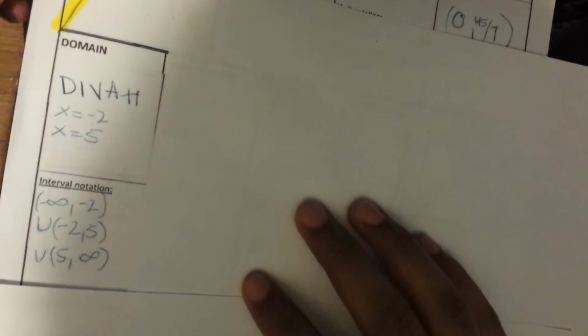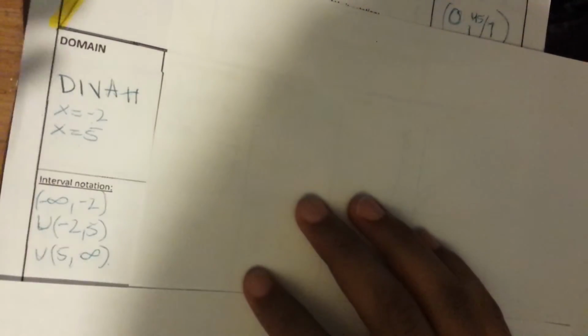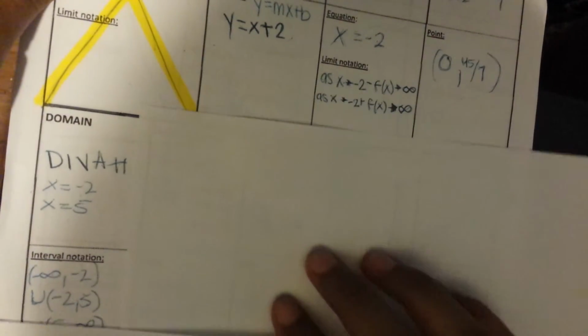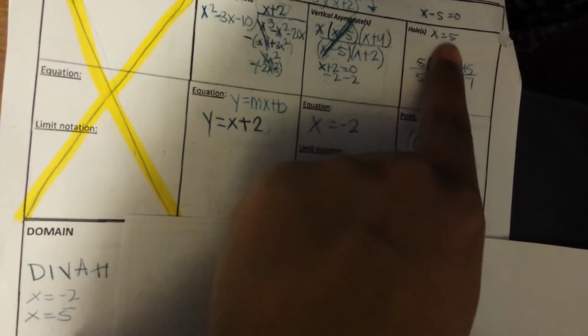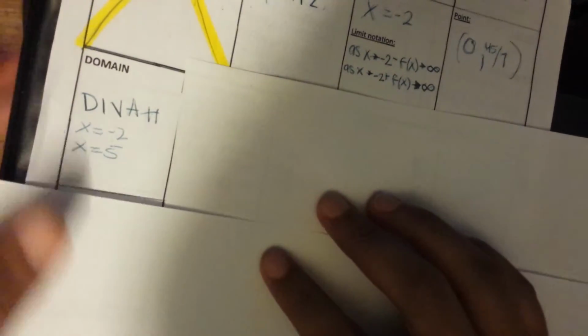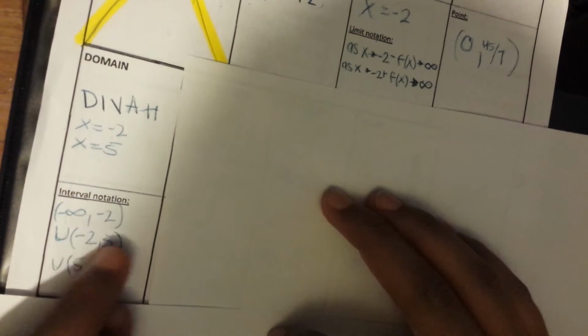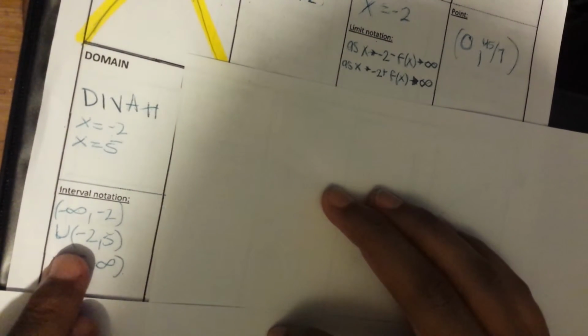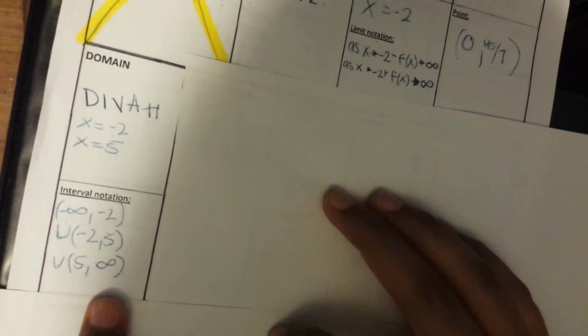To find your domain, you use DIVA, which is domain is vertical asymptotes and holes. So your vertical was negative 2 and your hole was x equals 5. So your interval notation should be negative infinity to negative 2, union negative 2 to 5, union 5 to infinity.